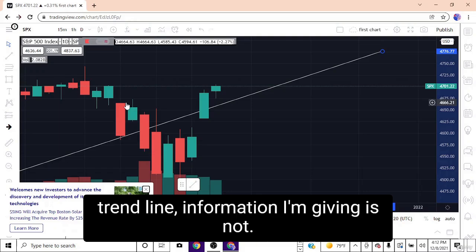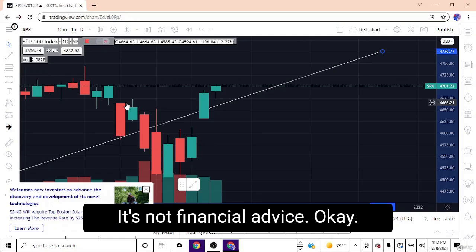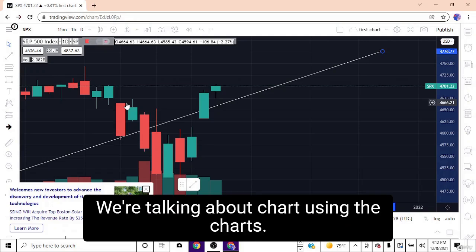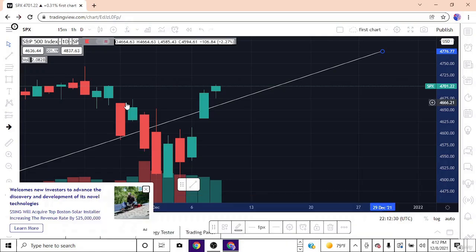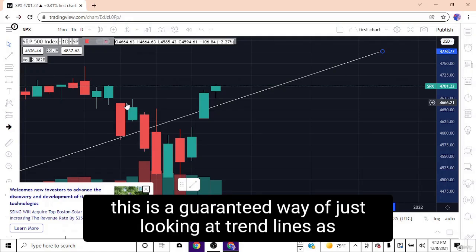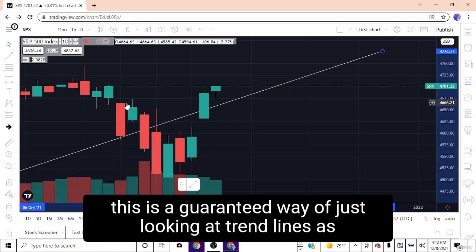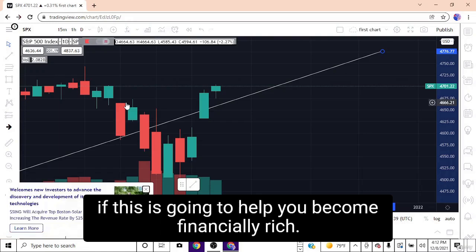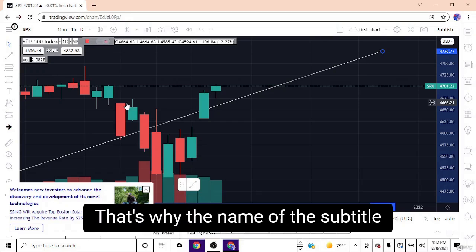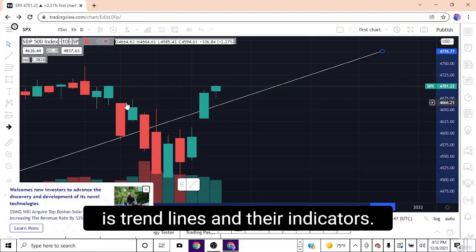And again, the trend line information I'm giving, I like to say this at the beginning, is not financial advice, okay? We're talking about trend lines. We're talking about using the charts. This is in no way giving you advice that looking at trend lines is a guaranteed way of becoming financially rich. There are other indicators that go with this. That's why the name of the subject is trend lines and their indicators.